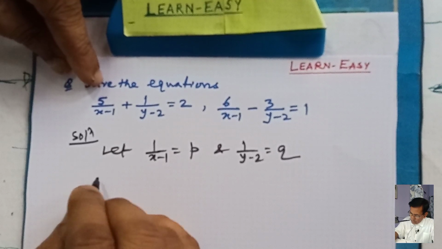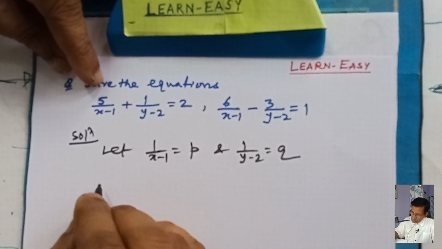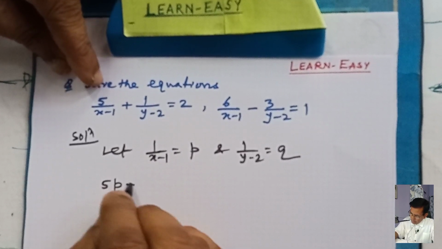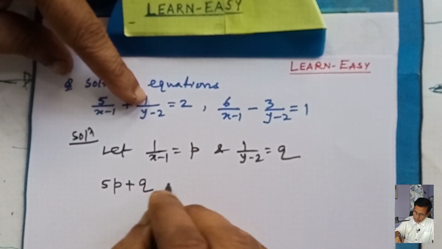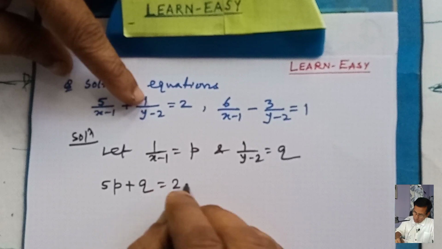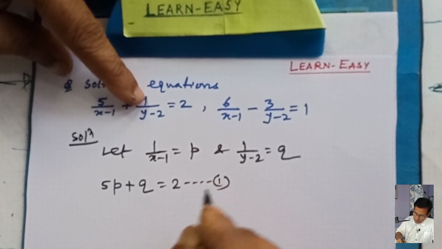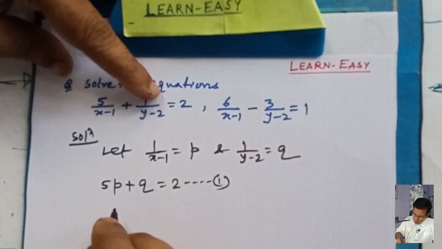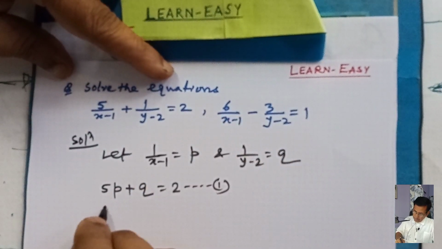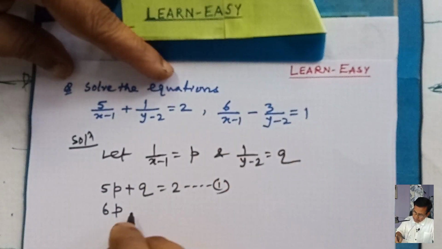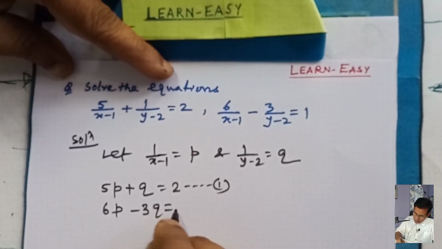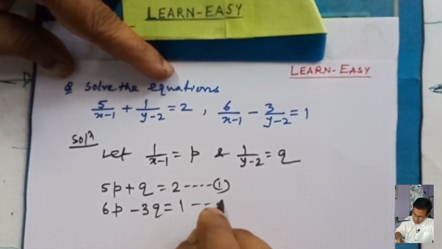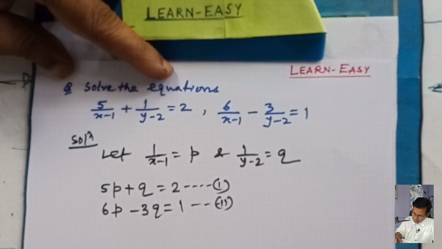Then 5p plus 1q is equal to 2. This is one equation, and 6p minus 3q is equal to 1. This is another equation.